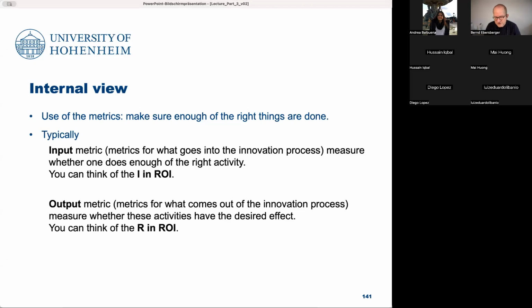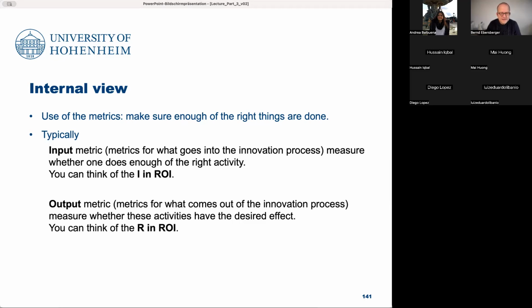The internal view is based on a logic that we have inputs into the innovation process, and we have outputs of the innovation process. So input, if you like to think along an ROI logic, we would say the inputs are the I and the outputs are the return.